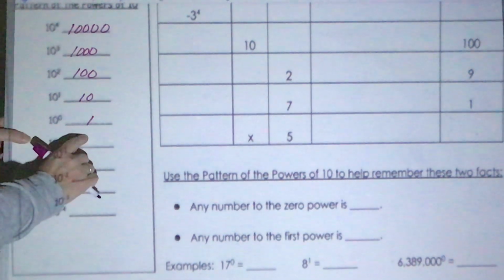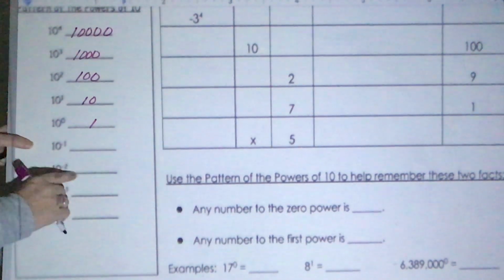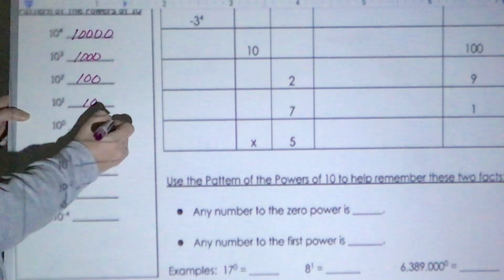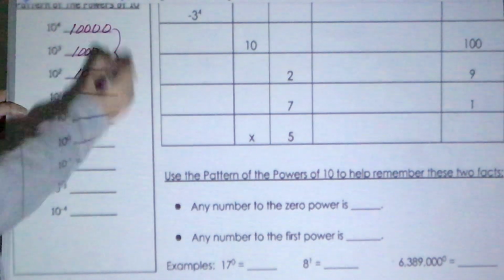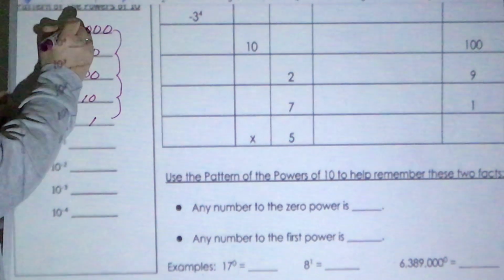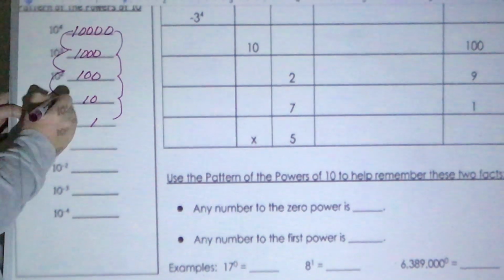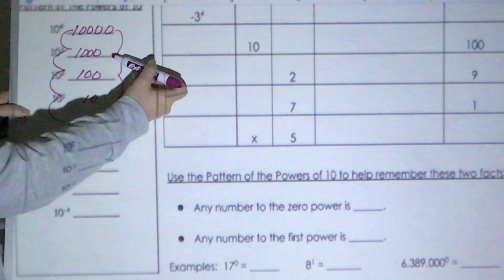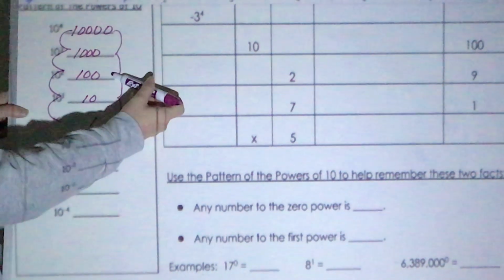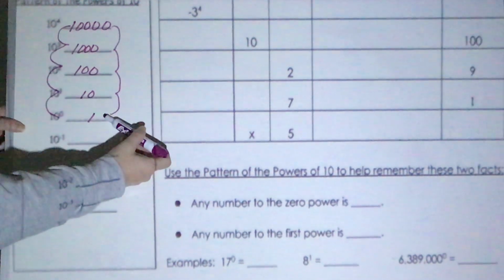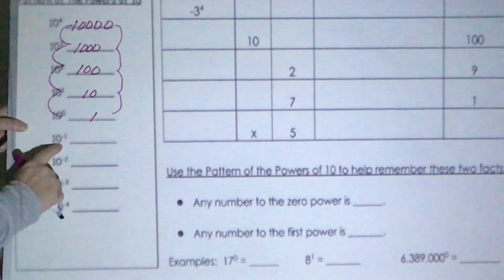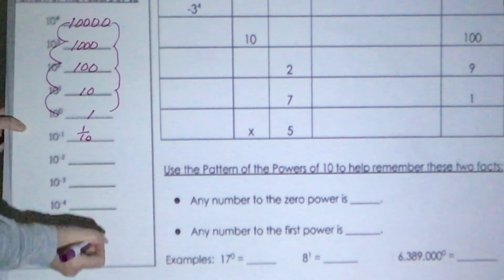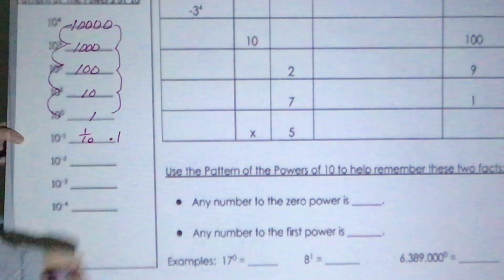When we get to negatives, instead of doing zeros, you're going to look at one other pattern that's in the chart. As we go up this chart, we multiply by 10 each time. When you're going down the chart, you're dividing by 10 each time. 10,000 divided by 10, 1,000 divided by 10, 100 divided by 10. So if we want to get to 10 to the negative first, we're going to take 1 and divide it by 10, which would be 1/10, or 0.1 as a decimal.